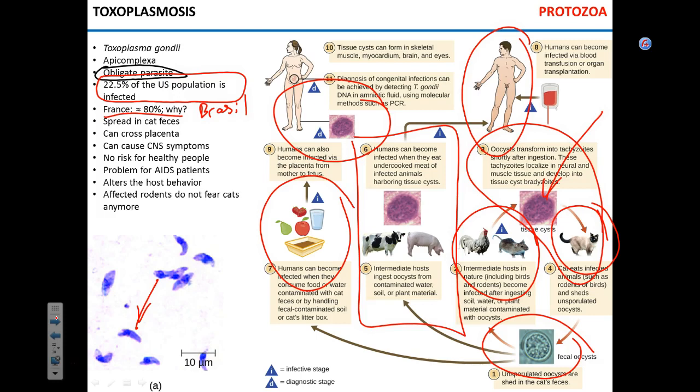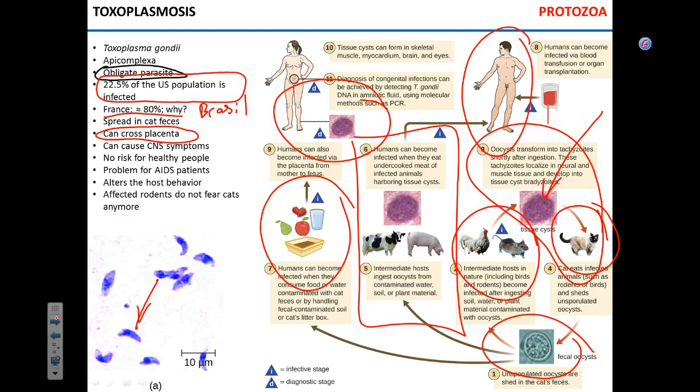Really nothing. I mean, it can go to the brain and get encysted in the brain. That's it. Nothing's going to happen. It poses a significant risk for newborns, for a fetus, because toxoplasma can cross the placenta.